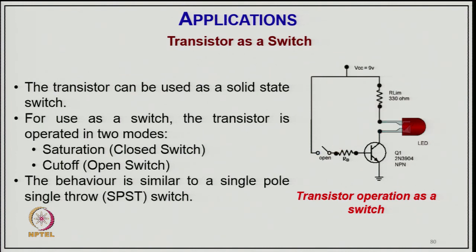Here a transistor works as a switch for this LED. You can just see with the transistor. A transistor can be used as a solid state switch. When used as a switch, the transistor is operated in 2 modes: saturation, like a closed switch, and cutoff region, like an open switch, and the behavior is similar to that of a single pole double throw switch, like for LED glowing. When the signal is there, the LED is glowing, and when the signal is open, it goes to cutoff.